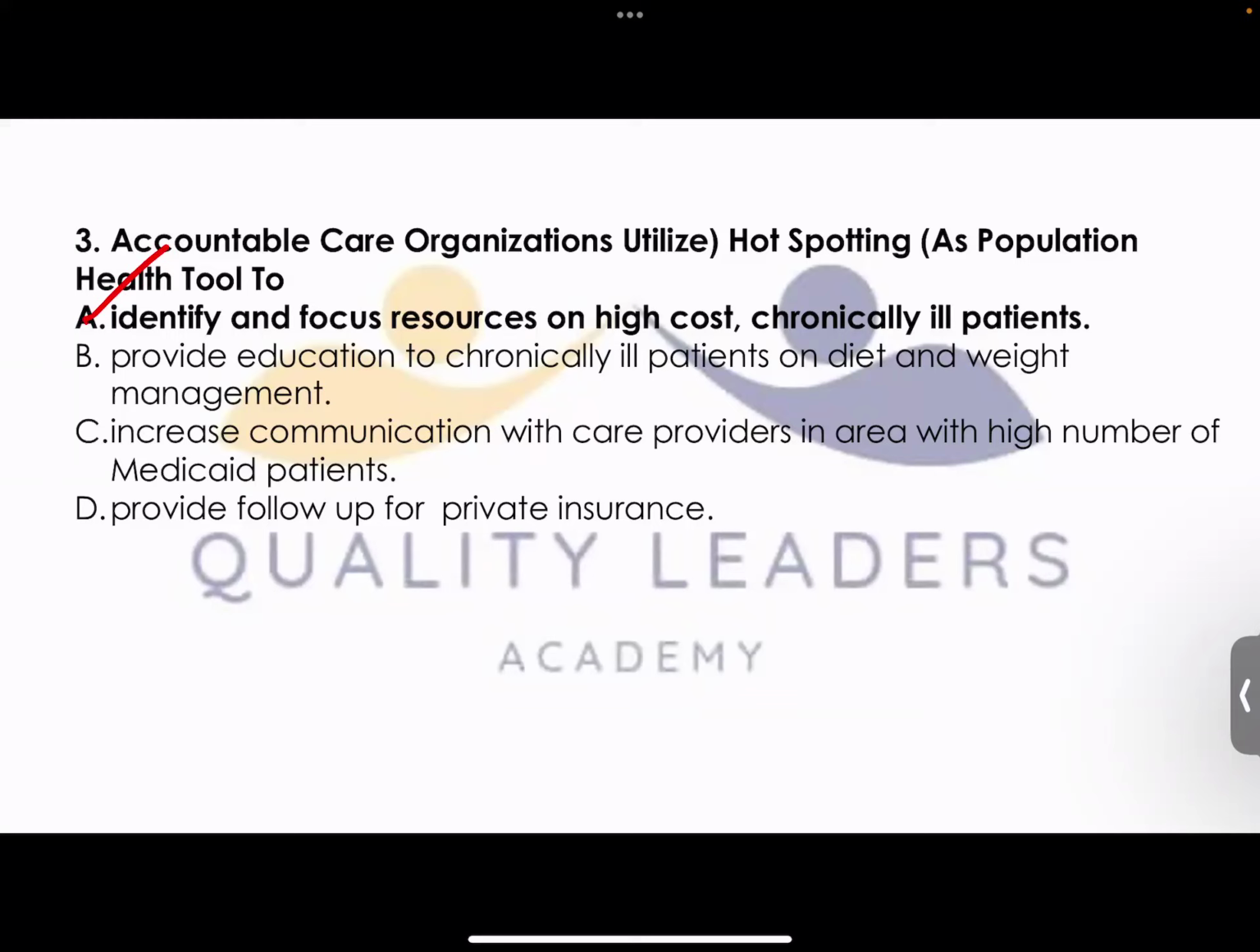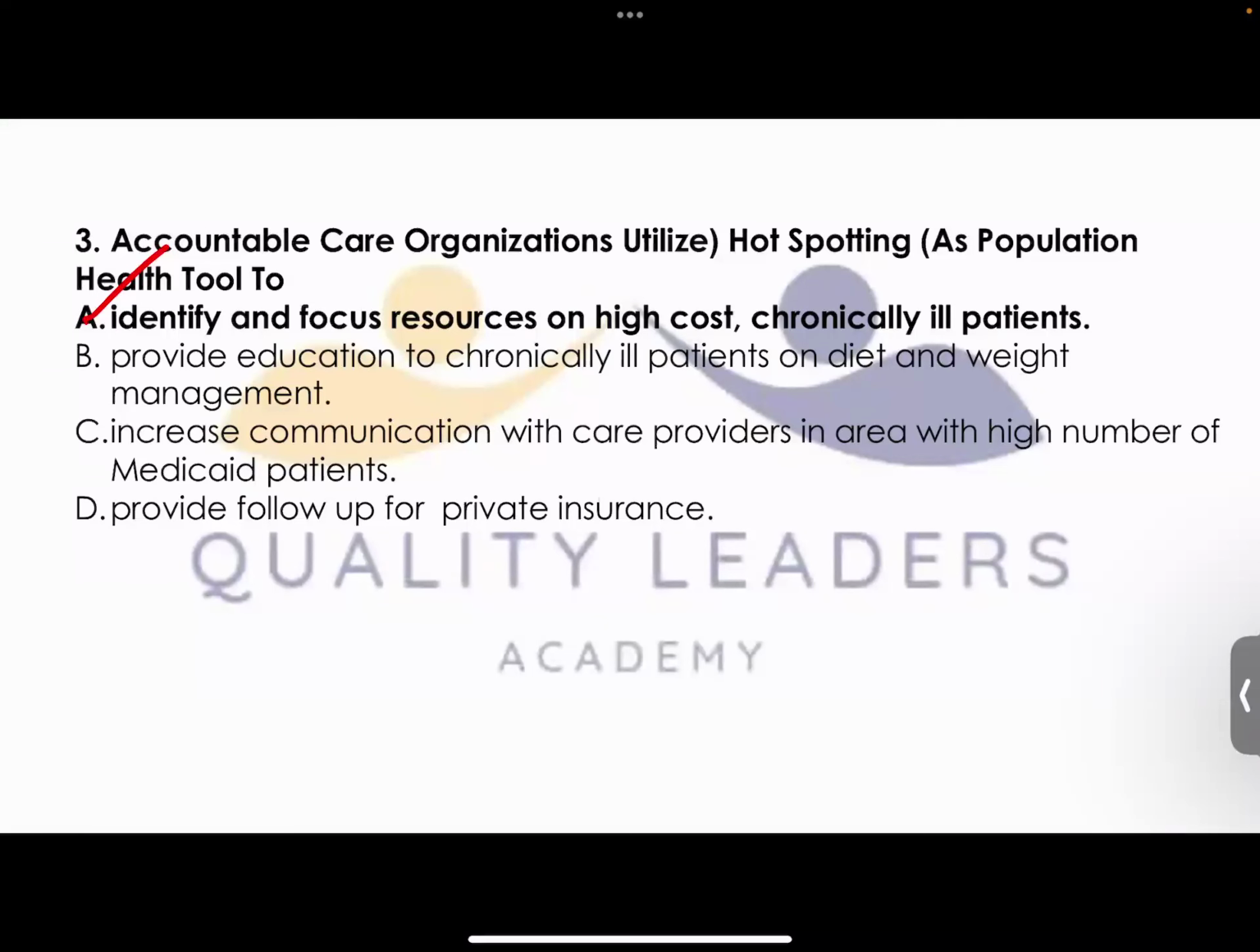For letter B, this is wrong. It is also an important part of chronic illness management, but it does not specifically describe the purpose of hot spotting. For letter C also, this addresses communication improvements, not the identification or resource focus central to hot spotting. For letter D, hot spotting is not specific to private insurance. It applies broadly to identify and address only the high need populations.